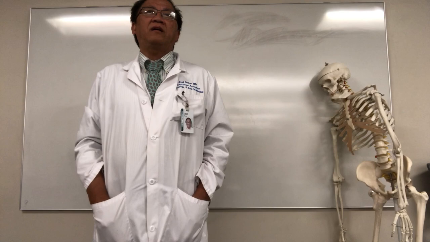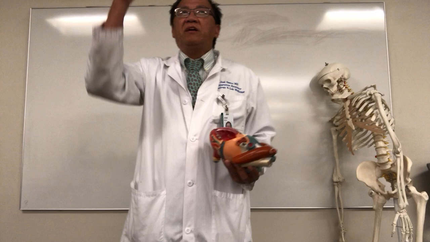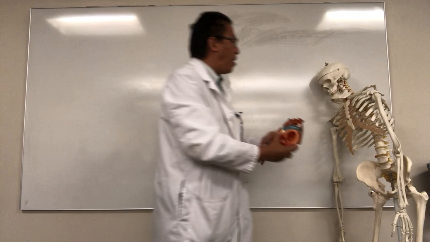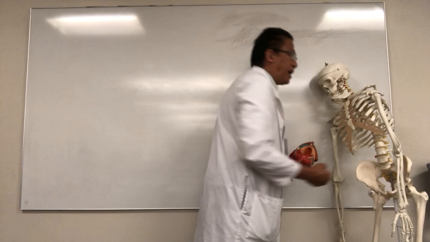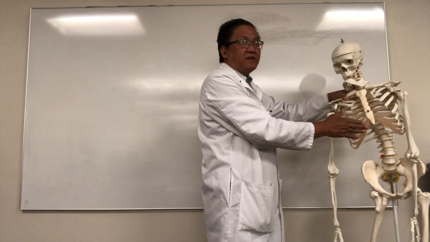The heart is found behind what? The sternum, right? And if everybody makes a fist, that's approximately the size of your heart. The heart is found behind the chest, behind what organ? Bone. Sternum, right? And it happens to be, apparently, right behind what part of the sternum? The manubrium, the body, or the xiphoid process? Body. The body of the sternum.